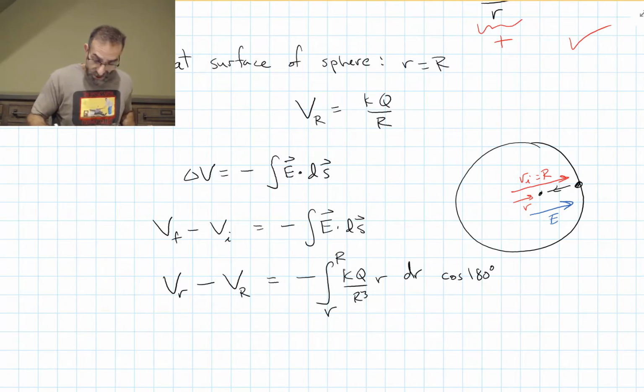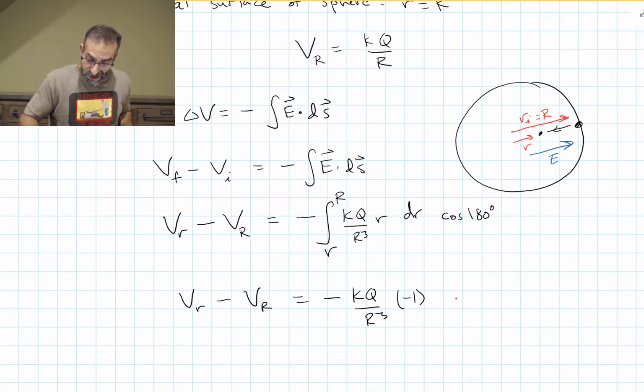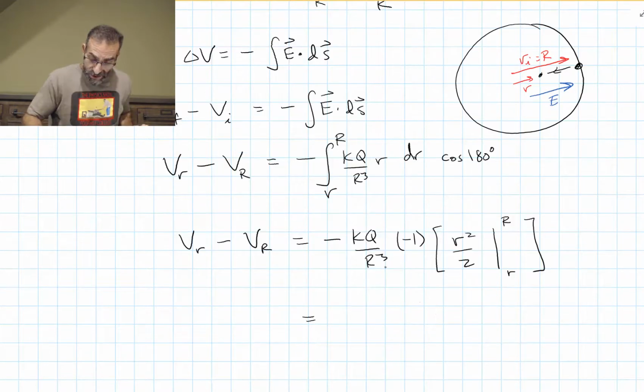Okay. What do I get when I do this? We have V at any r minus V at the surface. The constants come out. We have a -1 from the cosine of 180. And the integral of r dr gives us an r squared over 2, evaluated from r to capital R. And so the minus signs cancel.